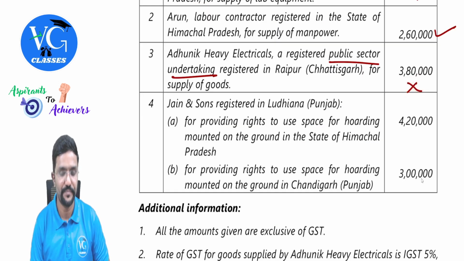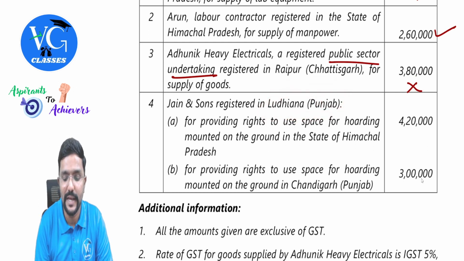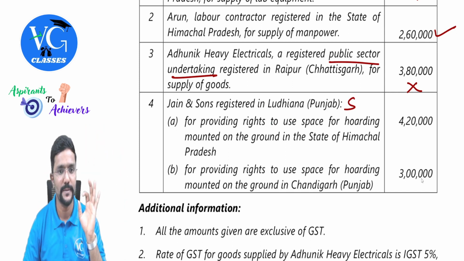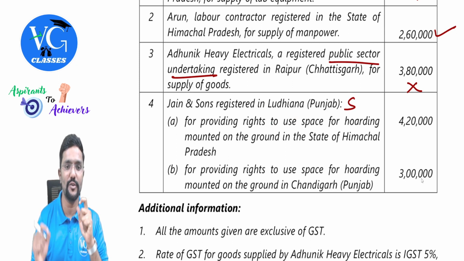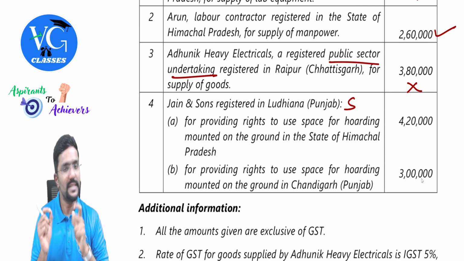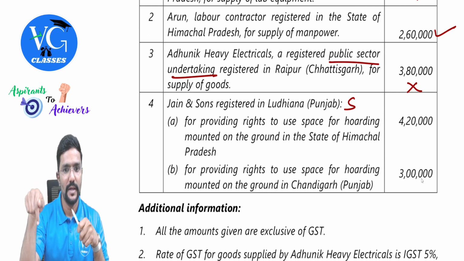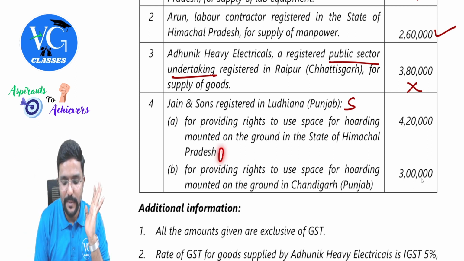Last one, the fourth one. Jain and Sons registered in Ludhiana. Guys, please be careful. They are the suppliers. Who is the recipient? HIM Corporation. For providing rights to use space for hoarding mounted on the ground in the state of Himachal Pradesh. In case of hoarding, it is an immovable property. What is the place of supply? Wherever it is located, that is Himachal Pradesh. So place of supply is Himachal Pradesh.